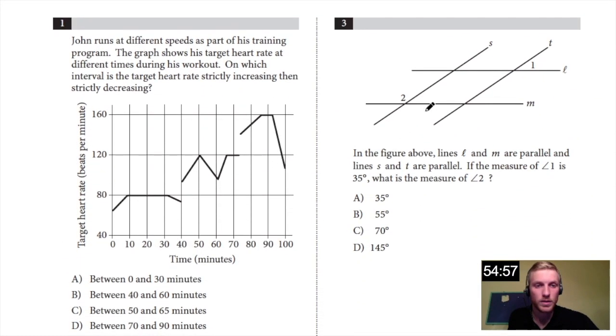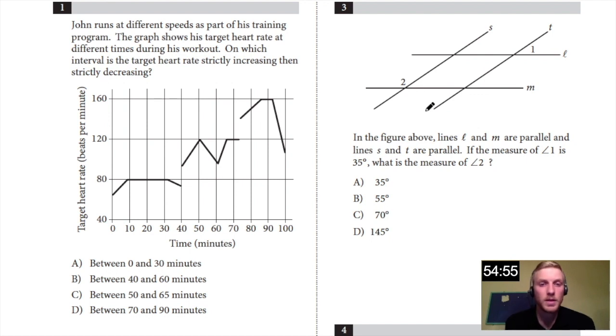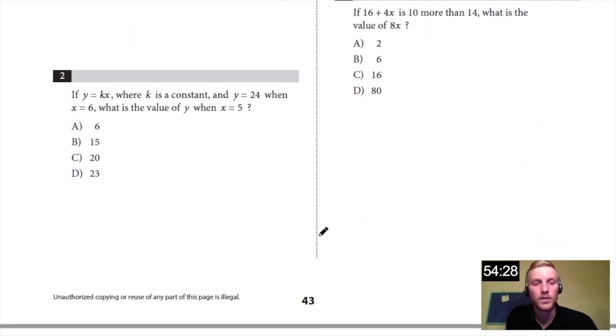So let's look at our first question. John runs at different speeds as part of his training program. The graph shows his target heart rate at different times during his workout. On which interval is the target heart rate strictly increasing and then strictly decreasing? So strictly increasing and then decreasing is going to look something like this: an increase followed directly by a decrease. That doesn't occur here, that does occur here, and that does not appear to occur anywhere else. So that's between 40 and 60, looks like about 61 minutes. So it occurs between 40 and 60. Good.